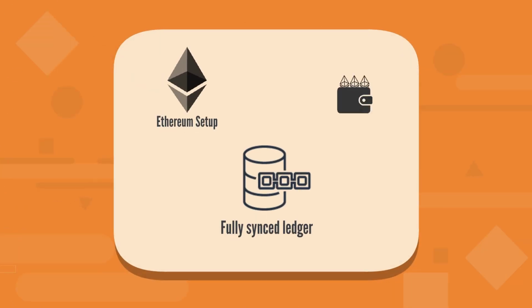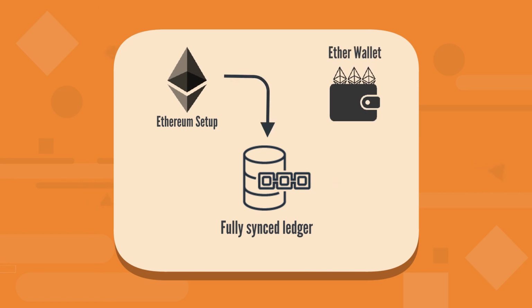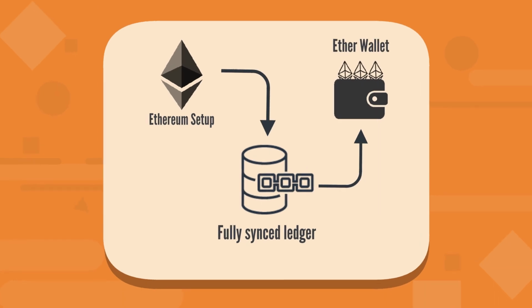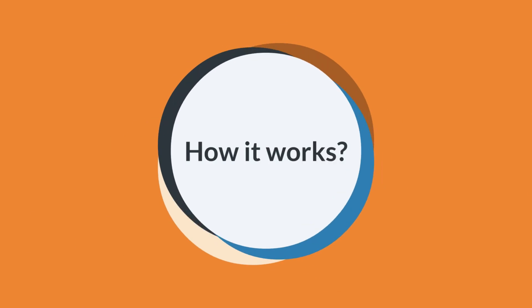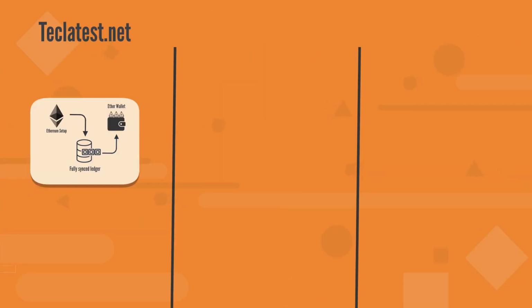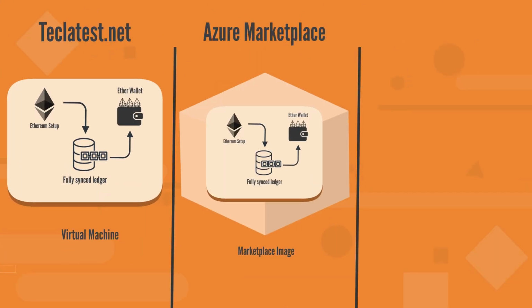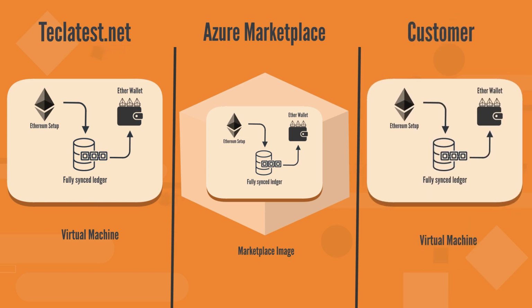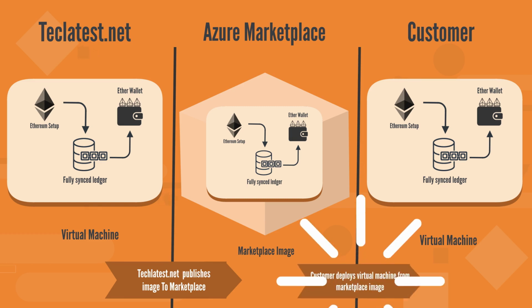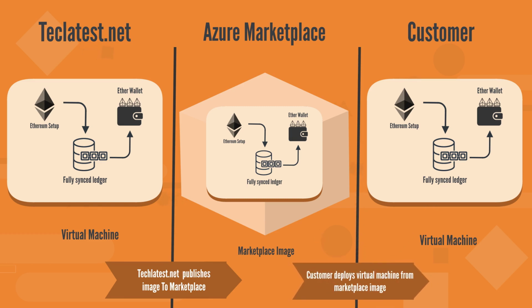You can now set up a fully synced Ethereum node in a few minutes with our pre-synced VM image available on the Azure Cloud Marketplace. How it works? TechLatest.net has created a fully synced Ethereum VM and made it available on the Azure Cloud Marketplace for you to deploy from. You go to the marketplace, search for our VM solution, and have it deployed in your cloud account. As easy as that. We update the original VM on a regular basis and republish it to the marketplace to keep the ledger up to date.